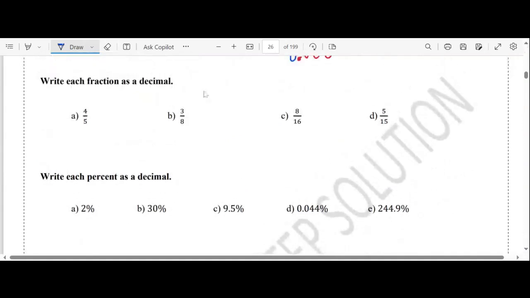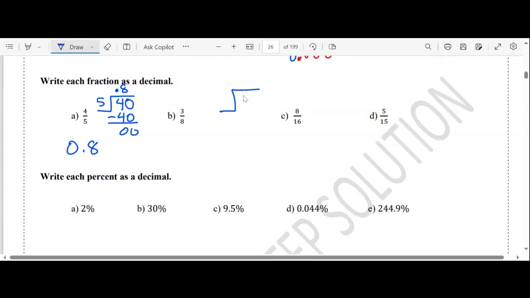Write each fraction as a decimal. Here I'm going to do what? Long division. 4 divided by 5. So I'm going to put what? Point and add what? 0. 5 goes to 40 how many times? 8 times. Subtract, you get 0. So your answer is what? Clear? One more time.